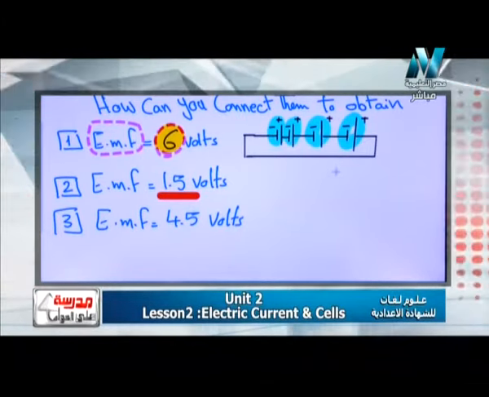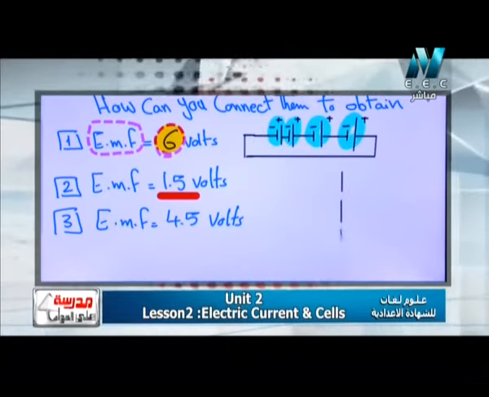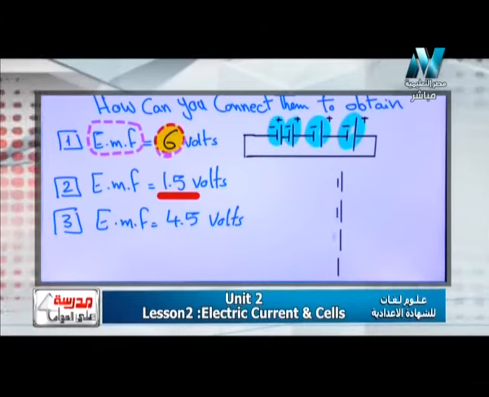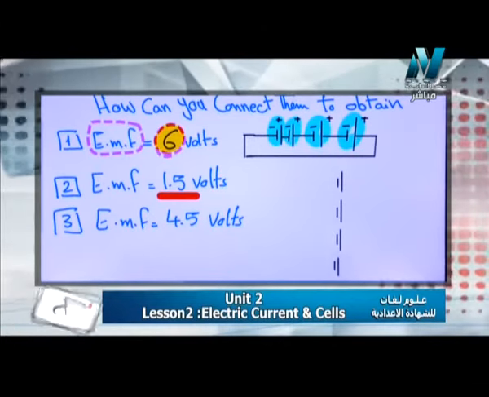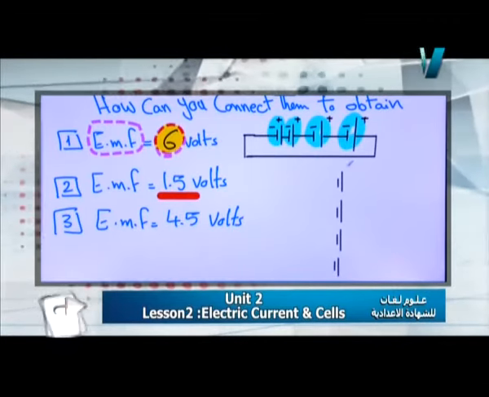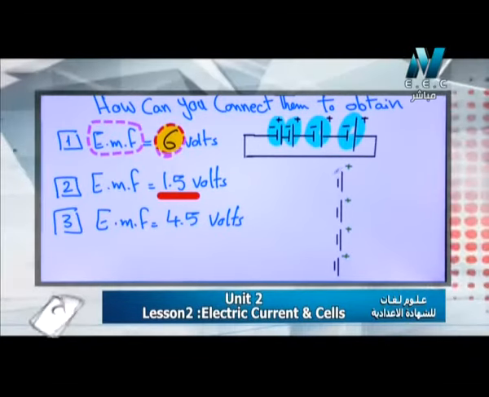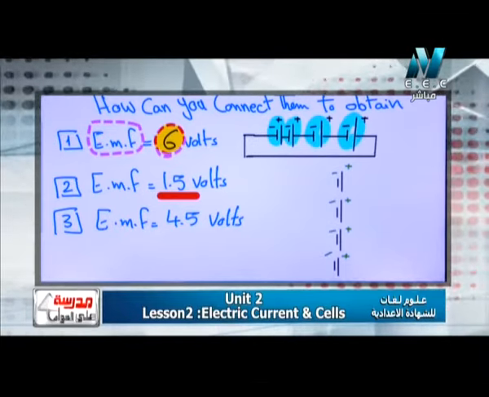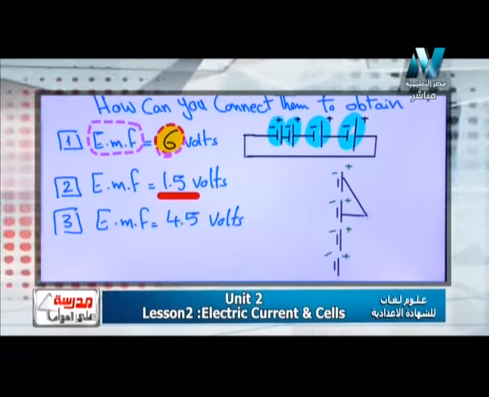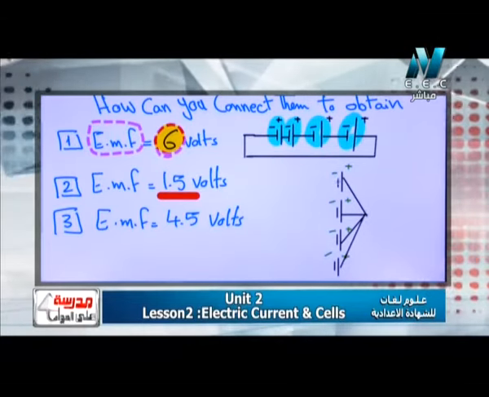In this case, we connect them all in parallel. All positive poles are connected together and all negative poles are connected together. Okay, like that. So we have positive, positive, positive, and positive. Negative, negative, negative, and negative. So all positive poles are connected together, as you see, and all negative poles are connected together, as you see.